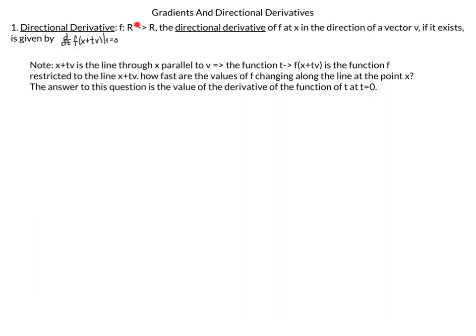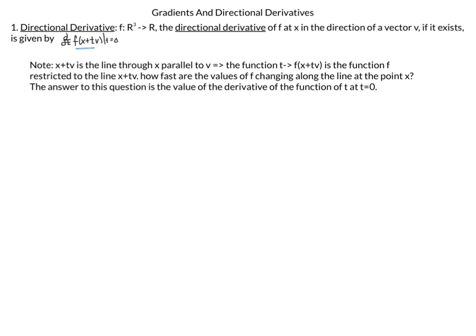So now we can go through each topic in more detail and with more examples. Our first concept is the directional derivative. If we have f going from R3, so x, y, z, into a scalar R, the directional derivative of f at a point x in the direction of a vector v, if it exists, is given by this formula: d/dt of f of x plus tv, evaluated at t equals 0. First, let's just look at this x plus tv. This is actually the parameterization of a line that goes through the point x, in the direction of the vector v.